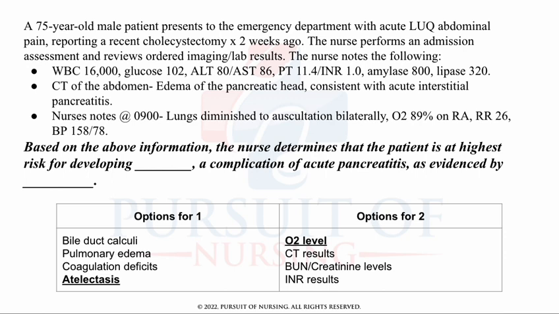All right, so the patient is presenting with acute pancreatitis as evidenced by the lab results and the CT results. So while pulmonary edema, coagulation deficits, and atelectasis are all potential complications of acute pancreatitis, older adults are more at risk for developing atelectasis and resultant pneumonia. So his tachypnea, his O2 sats of 89%, and diminished lung sounds all point to a diagnosis of atelectasis.